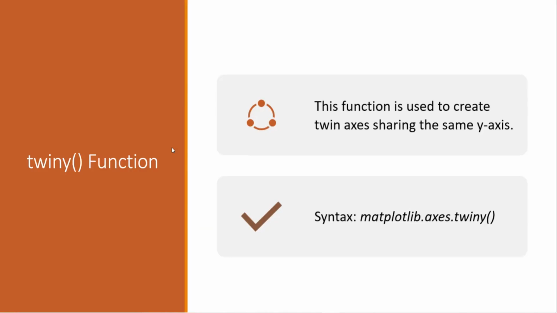So now we move to the next function, which is the twiny function. This function is used to create a twin axis sharing the same y-axis, and the syntax for this function is matplotlib.axis.twiny function. So now we will see an example related to this function to clearly understand the concept.